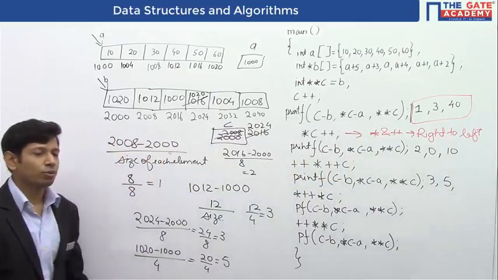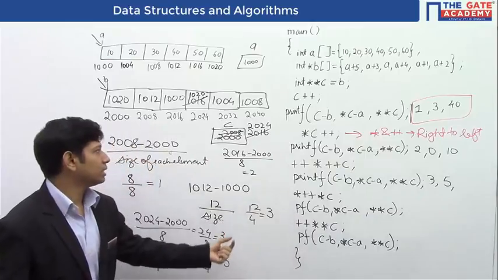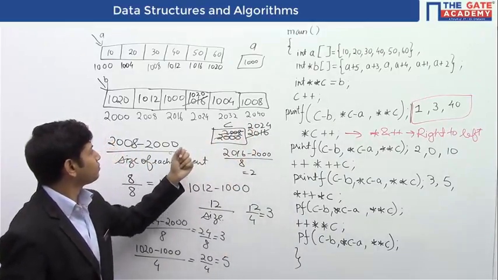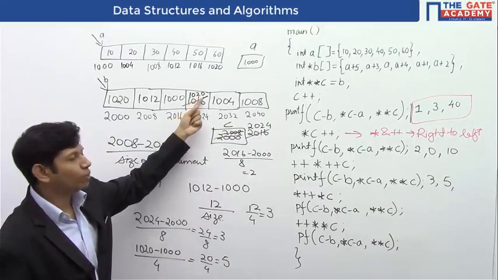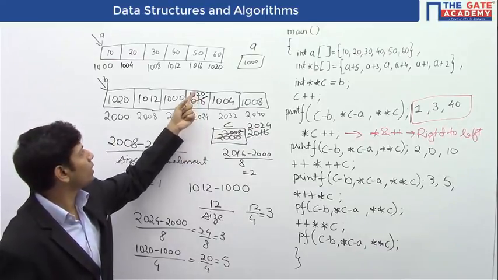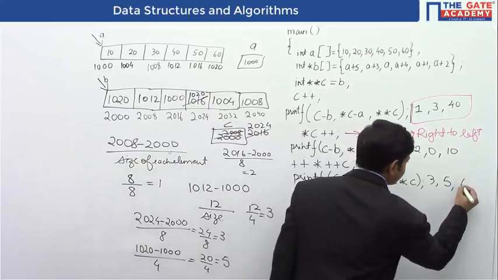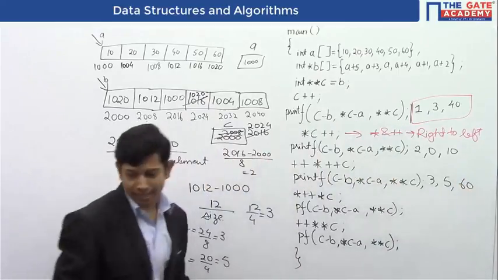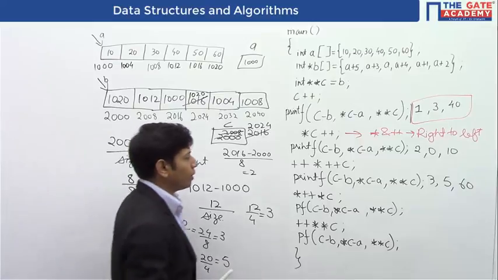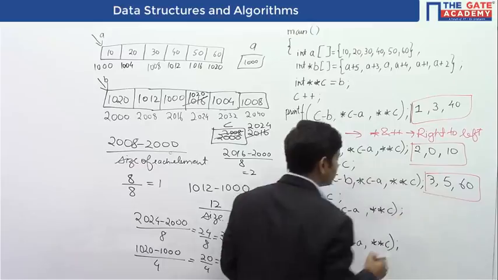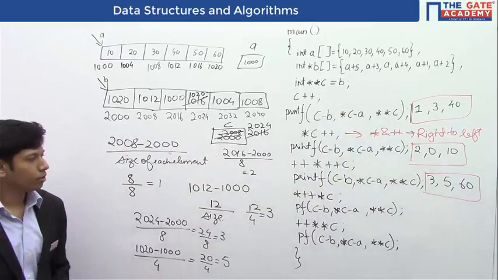Once we have got this output, the next command is star C. C is 2024. What is star C? Star C is 1020. And what is star 1020? It is 60. So the next output is 60. Like this, we have to perform these operations and get the outputs. Let's see the next operation.